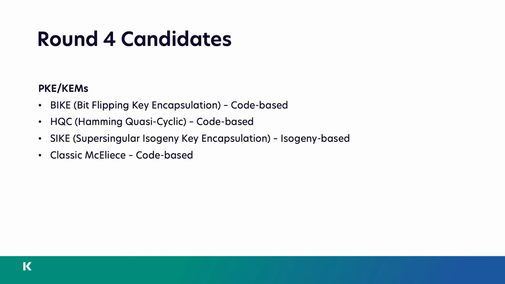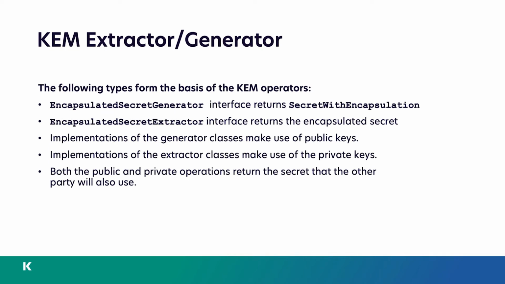Now, in the Bouncy Castle low-level API, there's a couple of classes which are actually used for generating secrets and extracting them, and then the actual class that we use for returning a value from a KEM is one called SecretWithEncapsulation. So an encapsulated secret generator performs the public key side of the KEM exchange, and then an encapsulated secret extractor is actually used to perform the private key side of the exchange.